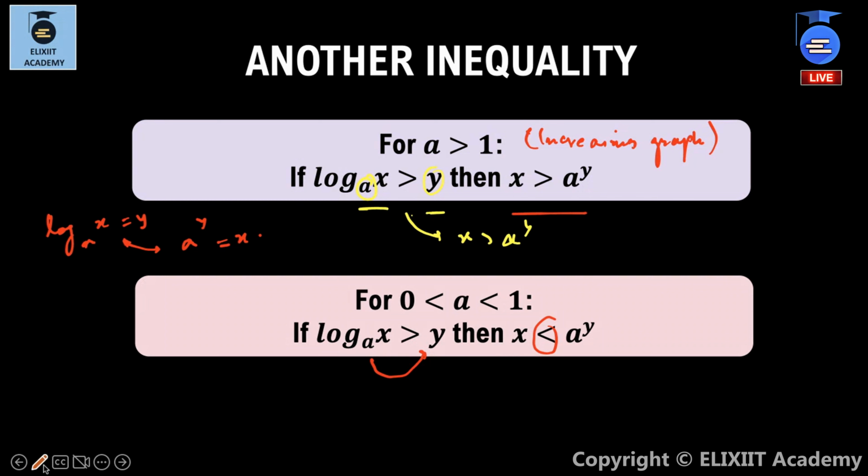Basically, for example, suppose someone asks you what are the values of x for which log x base 2 is greater than 1. You are asked to find those values of x for which log x base 2 is more than 1. What will you do? First of all, identify the base. The base is 2, which is more than 1, which means we have an increasing graph. The orientation will not change. So this is equivalent to saying that x is more than 2 to the power 1, which is 2. Which means x is more than 2. Clear? x is more than 2.